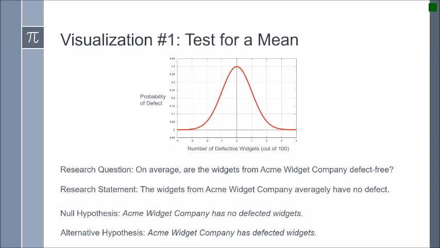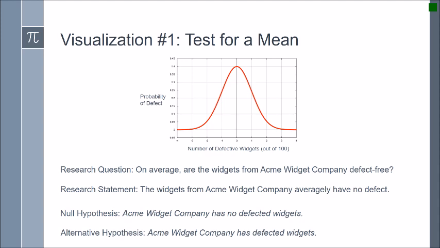Alright, first one is test for a mean. Here what we can see is that there is a number of defective widgets given on the x-axis, and if we look towards the left side of the screen, it's the probability of defect, which is on our y-axis. So the question is, on average are widgets from Acme widget company defect free?